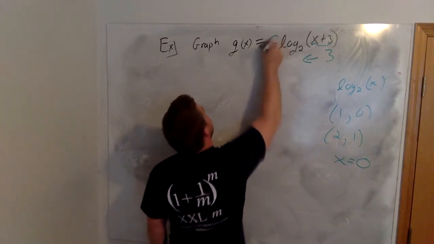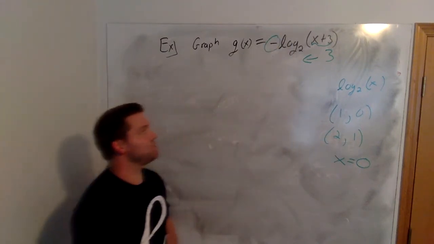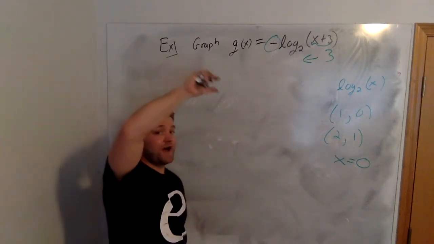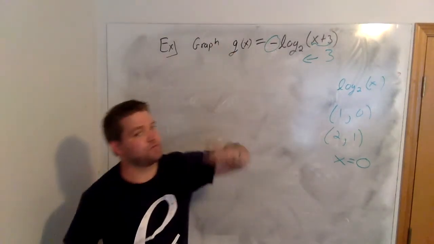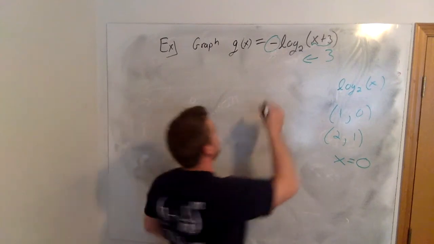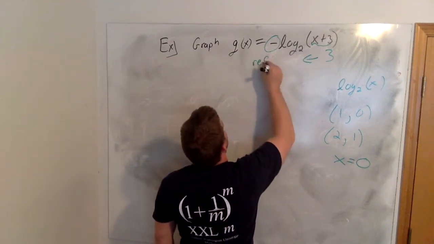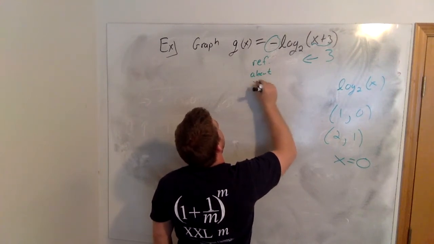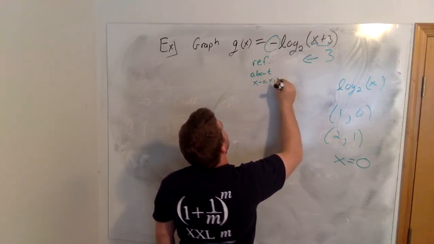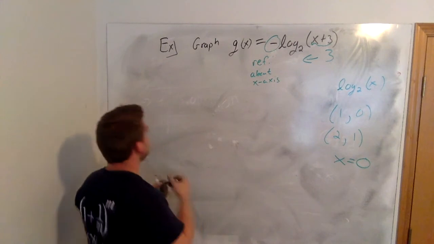And now what's this negative going to be doing? The negative's on the outside of the function, so it's taking all our outputs and making them negative. This is a reflection about the x-axis.